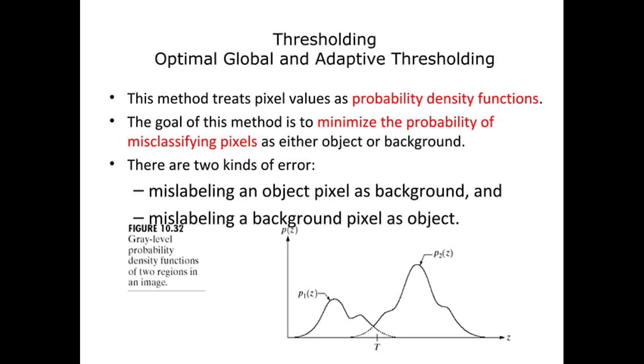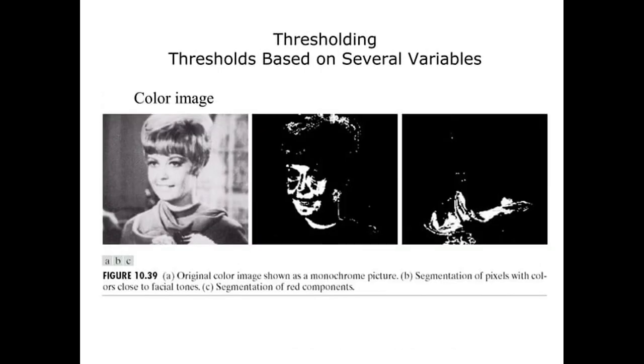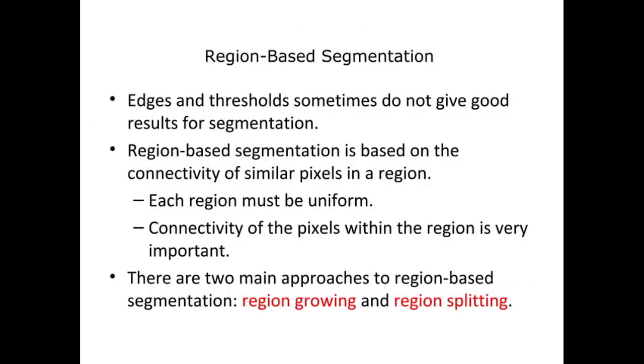We can also use optimal global and adaptive thresholding according to the application where we need. If you have a certain fixed intensity, there we can use global thresholding. But if the image intensities are abruptly changing everywhere, there we can use adaptive thresholding. Using thresholding, we can also obtain the boundary characteristics. You see this example, it is very clear that we are separating the foreground information and eliminating the background information. This is for the color image. If we apply thresholding, it will look like this.